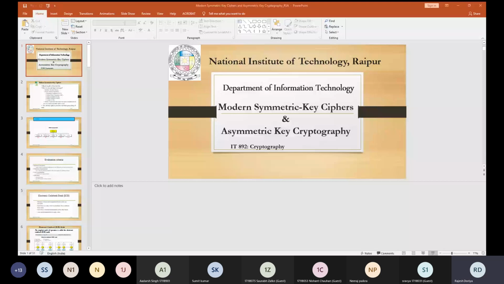Now we are going to discuss the first mode of operation, which is the electronic code book. In this particular mode, a message is broken into independent blocks which are going to be encrypted.